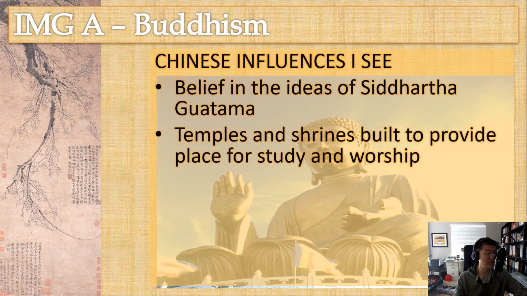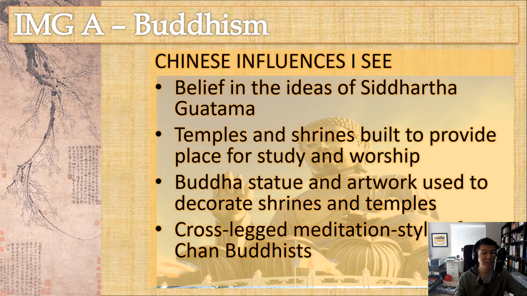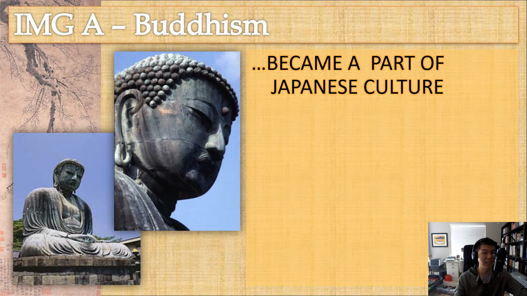One, many of the belief sets from the Buddha himself were retained, and particularly the use of temples and shrines as the primary means of study and also of worship. We also see statues of the Buddha and various artworks utilized to decorate shrines in various temples. And not only that, but the cross-legged meditation style in the statues was used particularly by the Chan Buddhists.